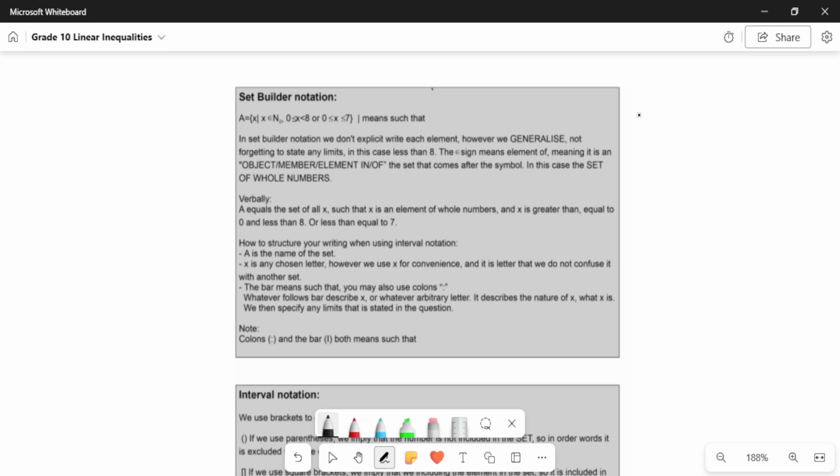So basically what this means is we're giving the set a name, right? You put a bracket. Then we give it a variable, and the reason we use a variable is because we try to show what numbers this set, the set A, contains.